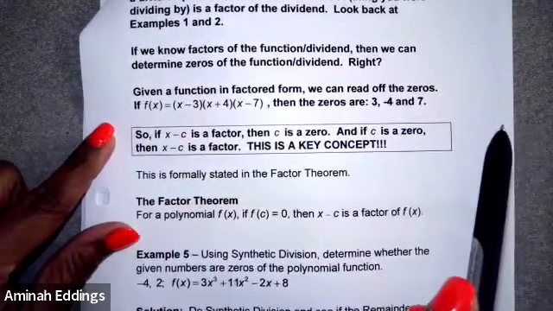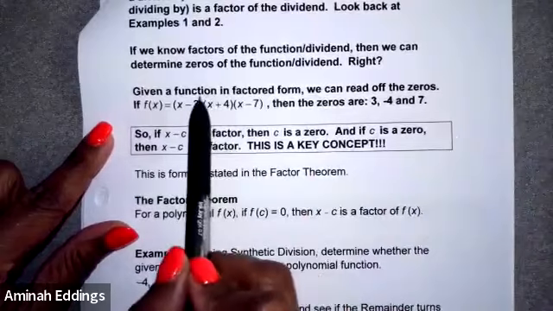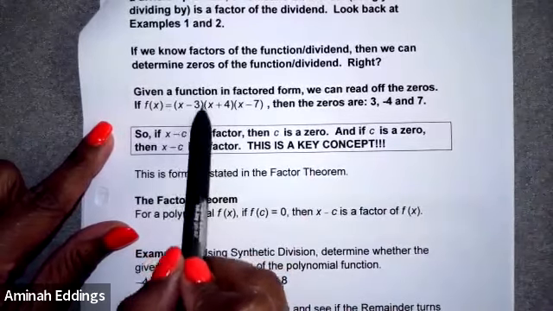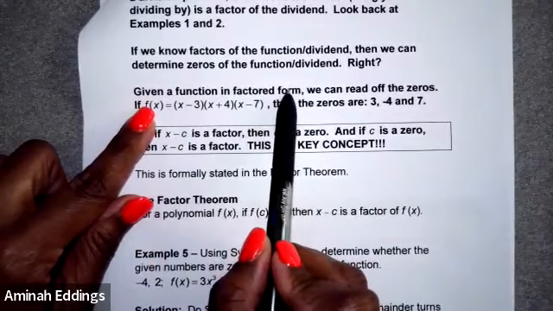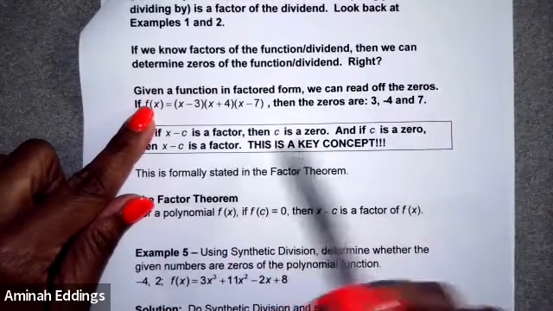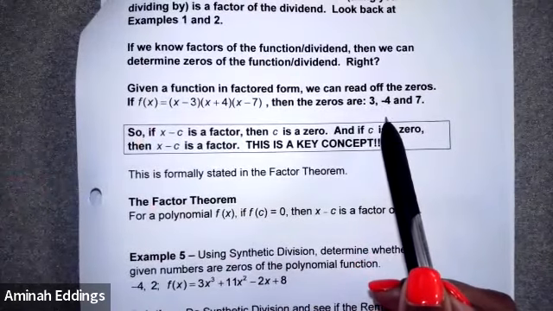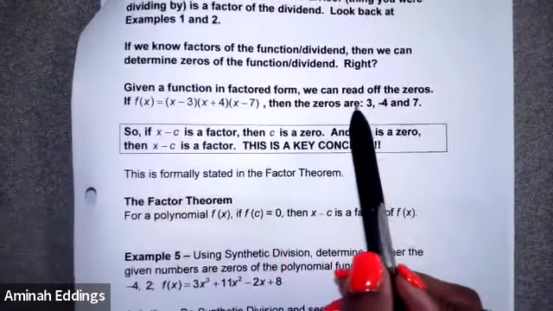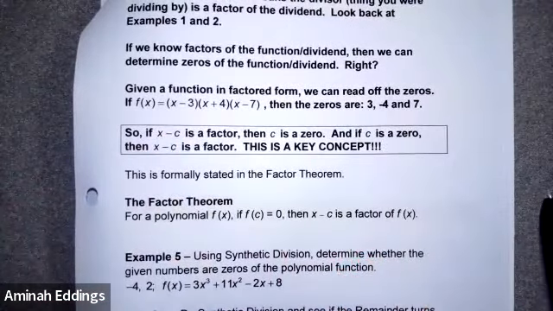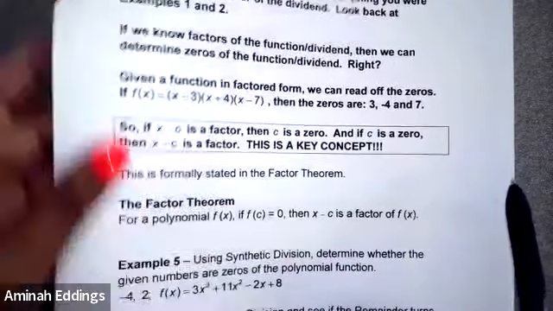That also means, using our factor theorem, if x minus 3 is a factor, then when we set it equal to 0 and solve it, 3 is a 0. And that's very important to understand. These are related, okay? Questions? All right, so let's look at example 5.